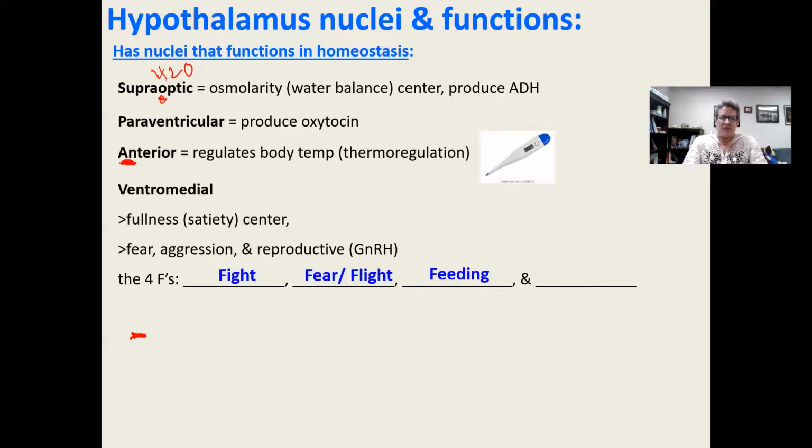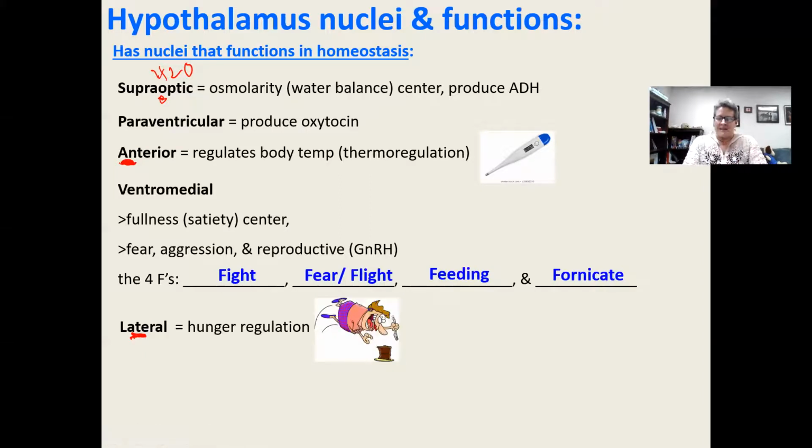It's also responsible for fear, and that's the flight part of the fight or flight response. It's also responsible for, well, feeding. When you're hungry, the urge to find food, eat food, is very strong. And then lastly, for reproduction, I use another F, but a safe one for the workplace, fornicate. Okay. So those are the four F's that the hypothalamus controls through this nucleus.